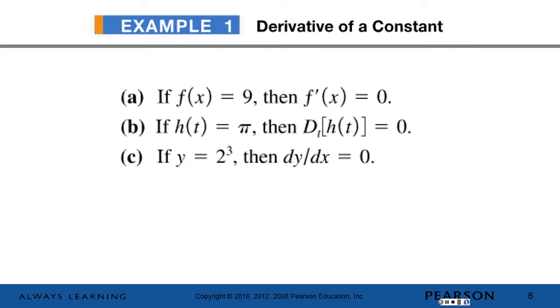So for example, if you have f of x equals 9, its derivative is 0. And if you have h of t equals pi, pi is not a variable, pi is a constant. So the derivative of h of t then is 0. If y is equal to 2 to the third power, 2 to the third power is a constant. 2 to the third power is 8. So y equals 8. And the derivative of a constant, y equals 8, is 0.